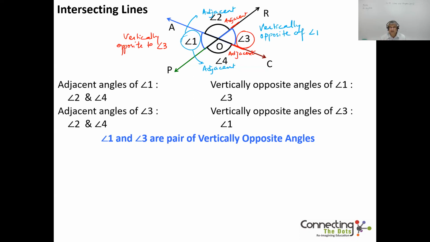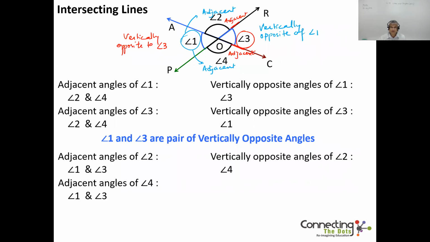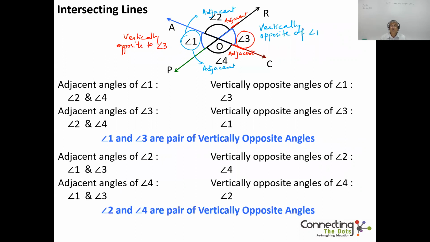Likewise, we can next take angle 2. For angle 2, who are the adjacent angles? 1 and 3. So 4 is vertically opposite. And for 4, 1 and 3 are adjacent angles and angle 2 is vertically opposite. So again, same condition. We find 2 and 4 are a pair of vertically opposite angles. So now I got 2 pairs of vertically opposite angles. Correct? 1 and 3, and 2 and 4.